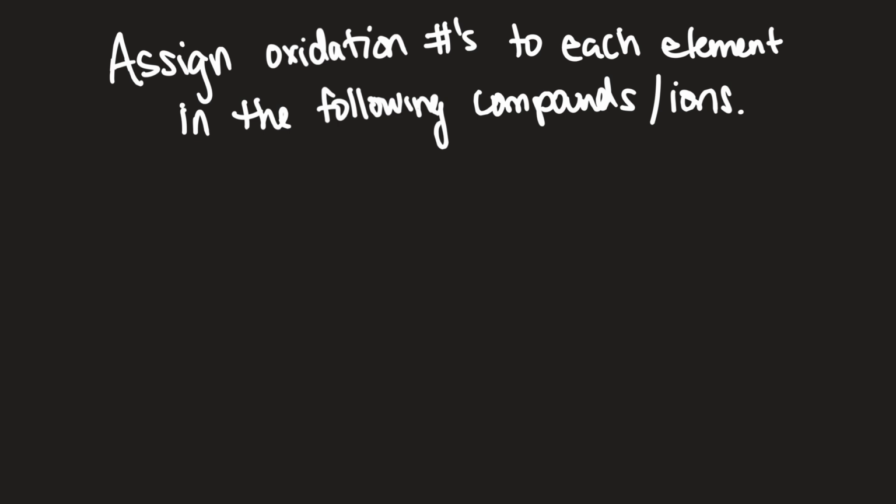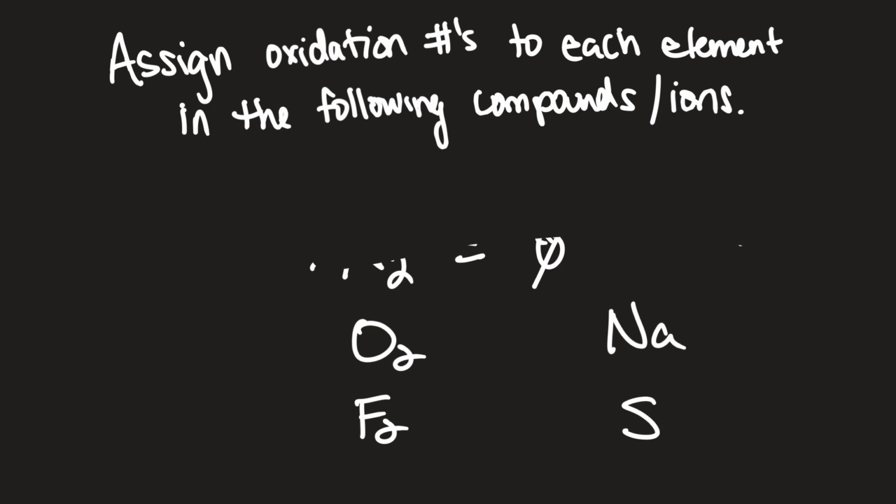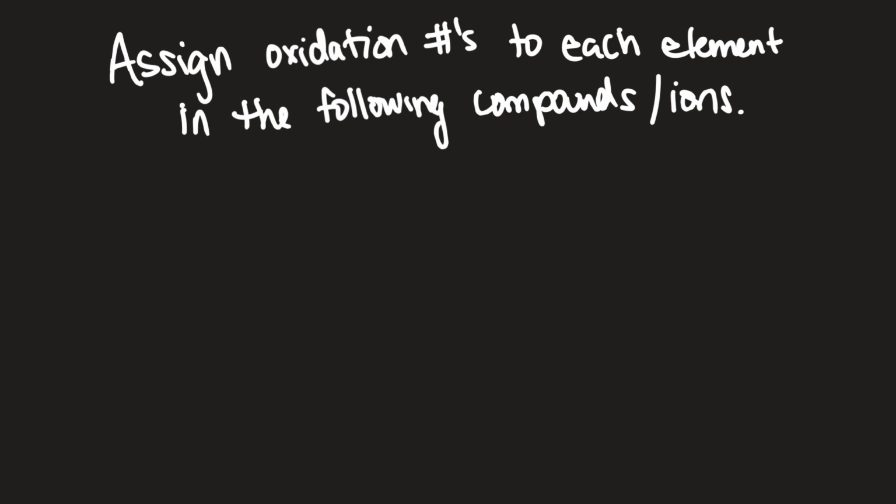Okay, so let's start with our first example. Let's look at N2. What is the oxidation number of N2? Now remember, anytime you have an element or atom at its elemental state, like we see here, the oxidation number is always 0. So that's true of N2, O2, F2, sodium, sulfur, phosphorus. If it's in its elemental state, then the oxidation is always 0.